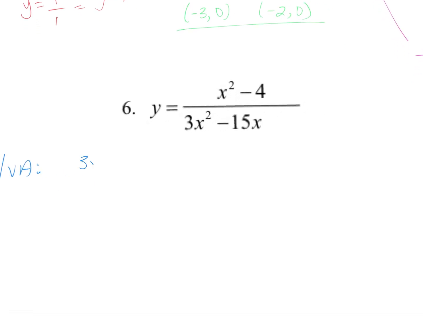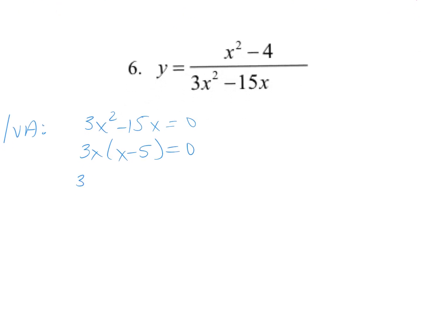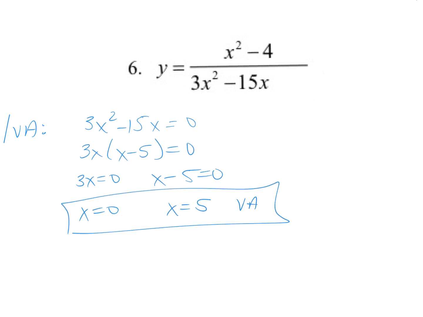Denominator. So I have 3x squared minus 15x equals 0. Take out the 3x. I'm left with x minus 5. Agreed? Set each piece equal to 0. So I have x equals 0 and x equals 5. Those are your vertical asymptotes at x equals 0 and x equals 5.